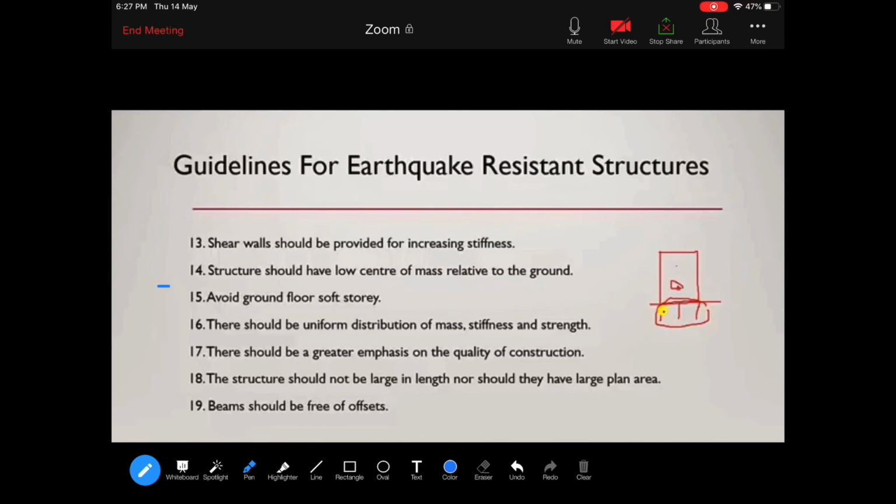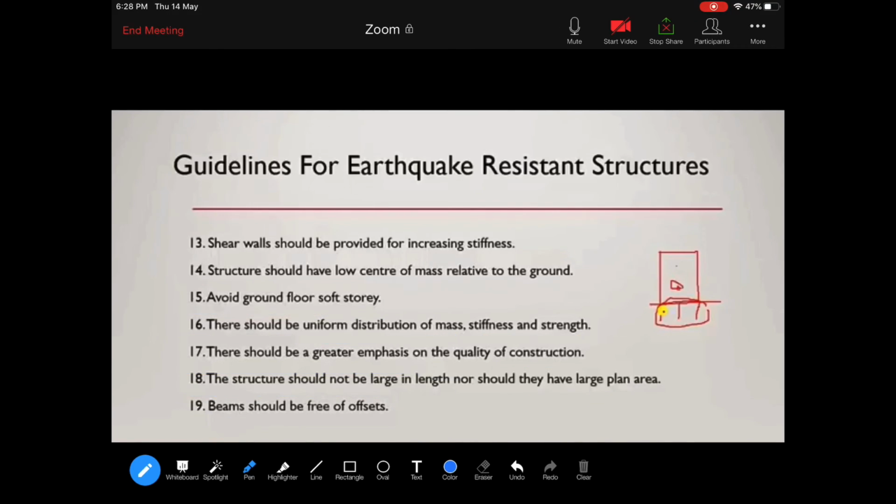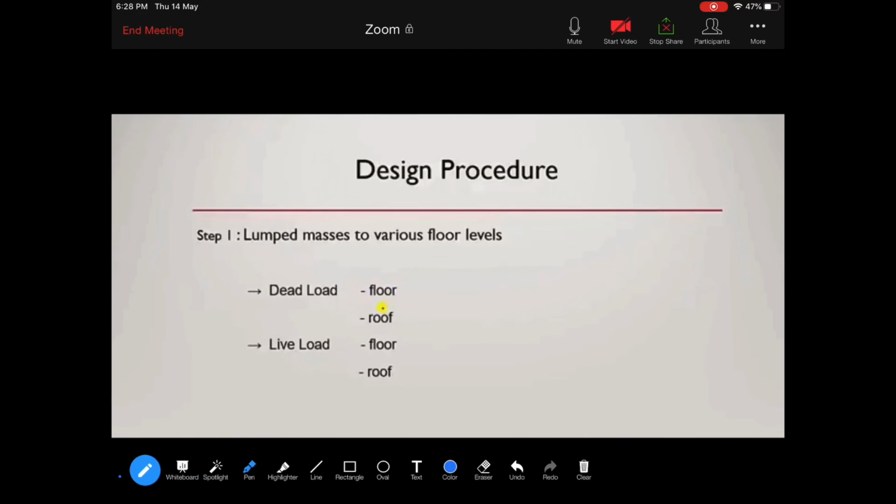Next one, structure should have low center of mass relative to ground. Next one, avoid ground floor soft story. Next one, there should be uniform distribution of mass, stiffness and strength. 17, there should be a greater emphasis on the quality of construction. Next one, the structure should not be large in the length, nor should they have large plan area. Beam should be free of offset. So these are the guidelines of IS code.